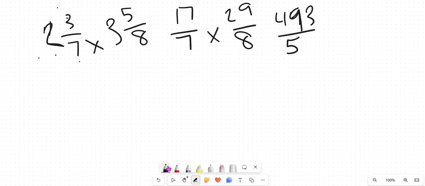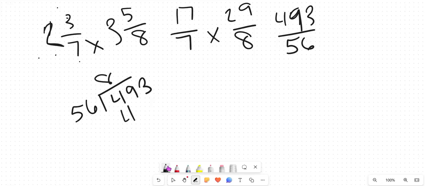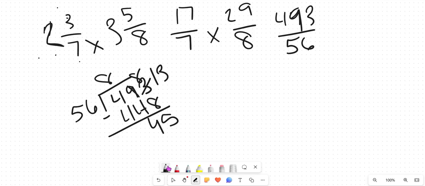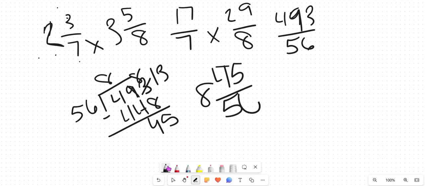493 over 56. We can simplify this into a mixed fraction by dividing 56 into 493. 56 goes into 493 8 times, which is 448. And then we're going to subtract. We're going to borrow 1. So it becomes 13 minus 8 is 5. 8 minus 4 is 4. 4 minus 4 is 0. So it becomes 8 and 45 over 56, because 56 goes in 8 times, 45 left over.